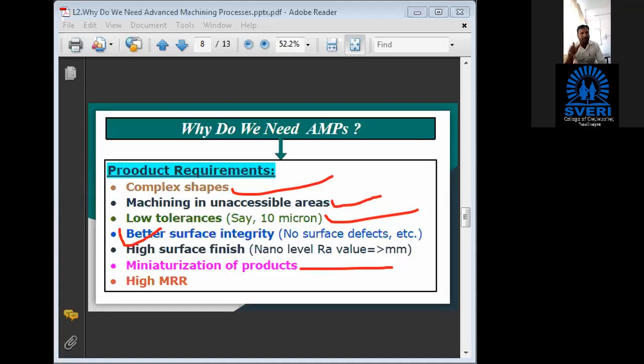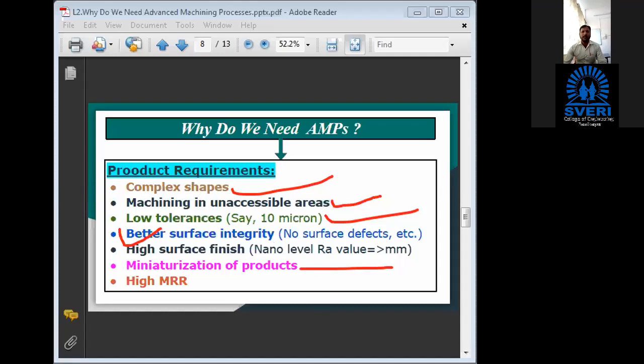So for machining these small components, you definitely require processes other than your traditional or conventional machining process, that is, the advanced or non-conventional machining process. So this is another point about product requirement which forces us to use the non-conventional or advanced machining process.